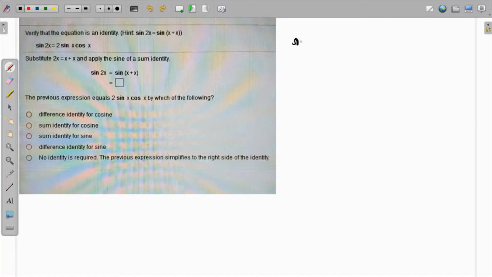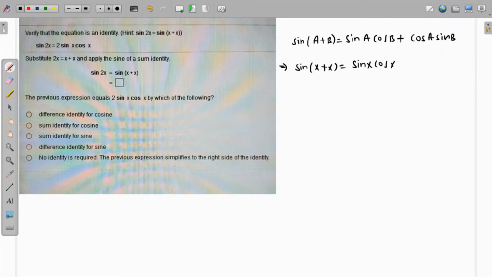So we know that sine of x plus x, or perhaps sine of a plus b, is nothing but sine a cos b plus cos a sine b. So sine of x plus x is equal to sine x cos x plus cos x sine x, because a and b are basically the same.